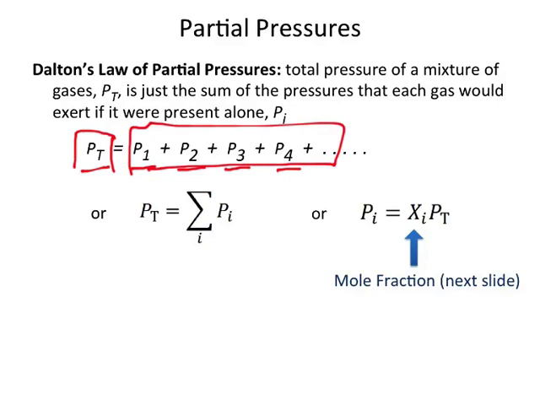Well, hey, we have mathematical ways to represent sums. So this sigma here is saying the sum over all gases i. If you add all the partial pressures of each gas i, you get the total pressure.